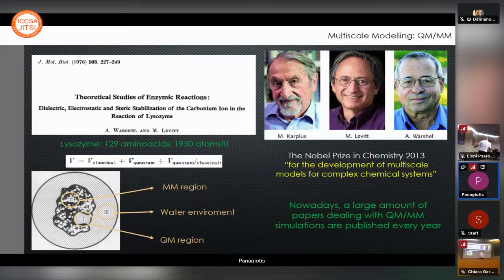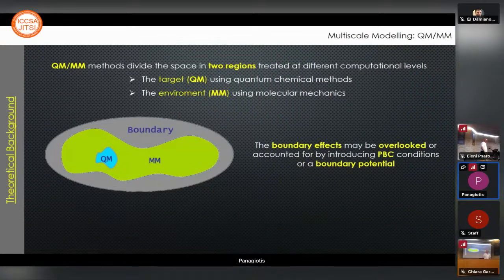So the most delicate point in QM/MM methods is not the regions themselves, it's the interaction between the regions. So the interface between the quantum region and the MM region. How do I treat the interactions between atoms in the QM region and in the MM region? They introduced what is called the QM/MM potential. This is the novelty of this work. We will talk in detail about this interface and this interaction potential.